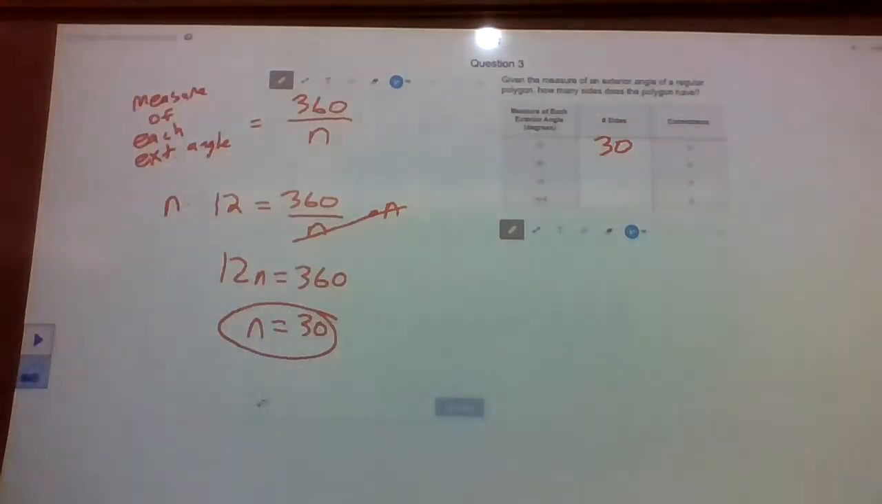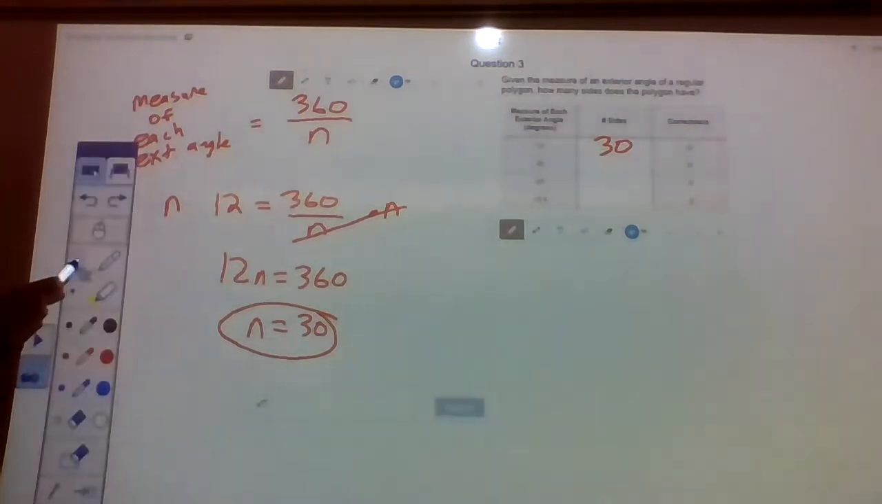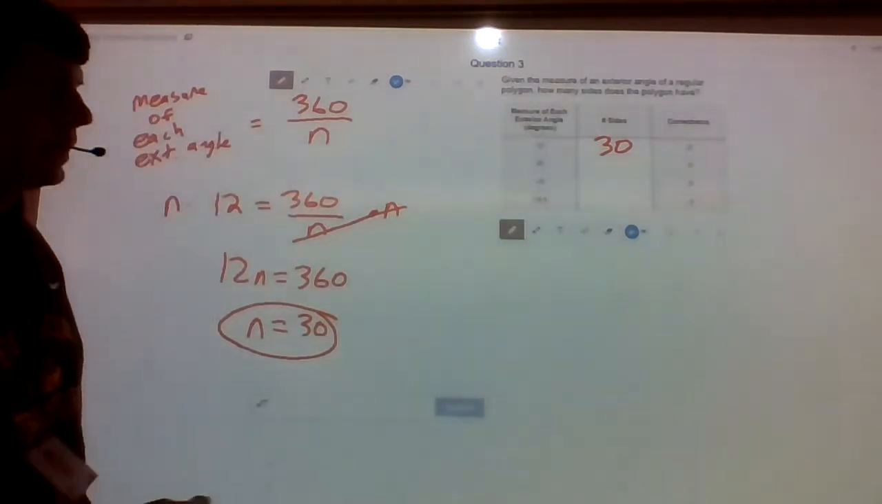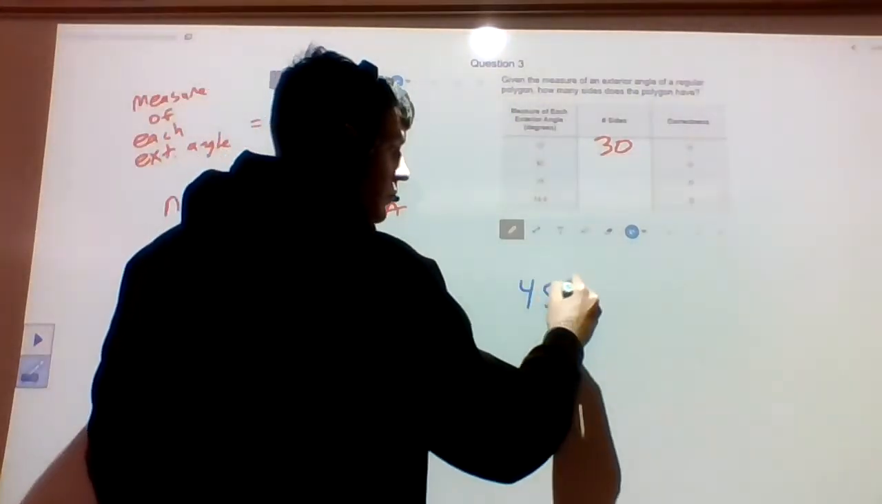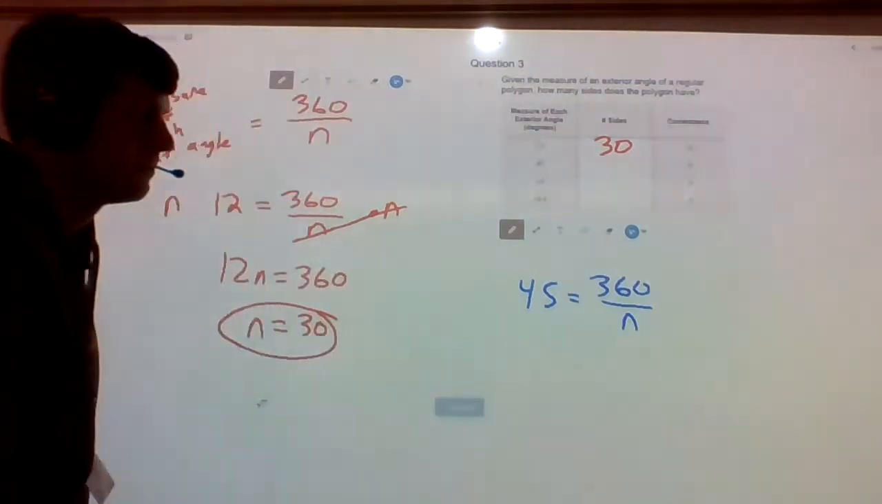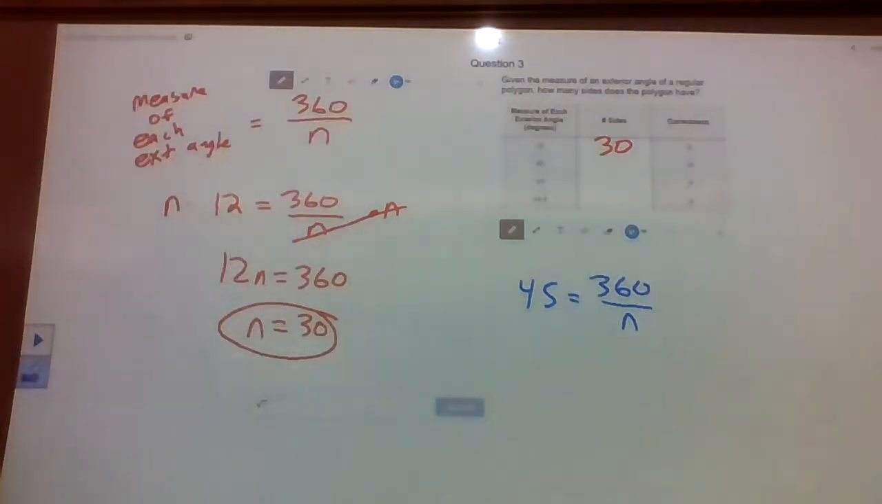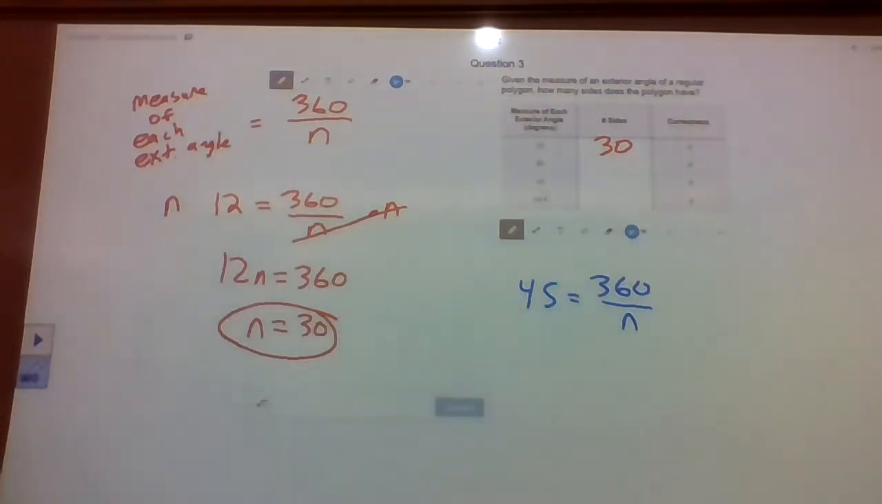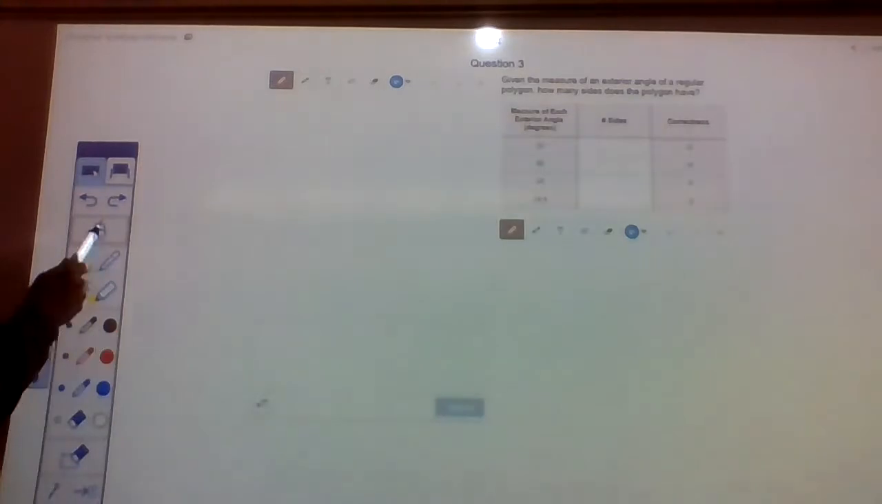Okay. Then the rest are the same. So for the next polygon, each exterior angle is 45. So you're going to do 45 equals 360 divided by n. Multiply n on both sides, divide by 45 on both sides. Okay, number 4.